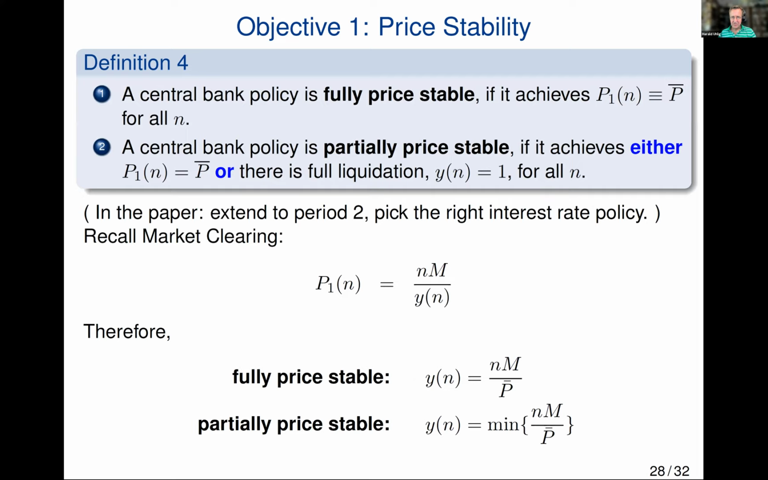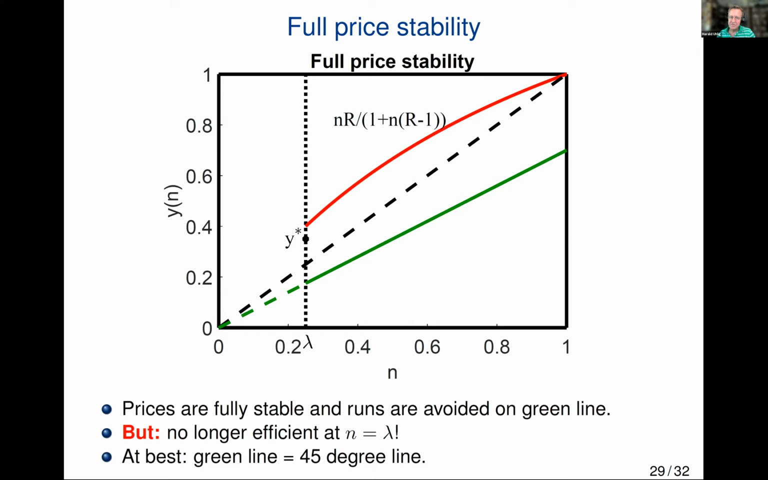Okay, so then we say, well, what if the central bank says we have to be fully price stable? We are sort of hard-nosed, Bundesbank style here. We're going to keep the same price level no matter what the N is. And if you do the calculations, you see that you have to have a linear liquidation function, because the price is just going to be N times M divided by Y of N. And so you want to keep the price stable. That means Y of N is just a linear function of N, and that's it. But if you're particularly hard-nosed about price stability, it's run-proof, so that's great, but you can no longer hit the efficient outcome here at lambda, so you're losing efficiency.